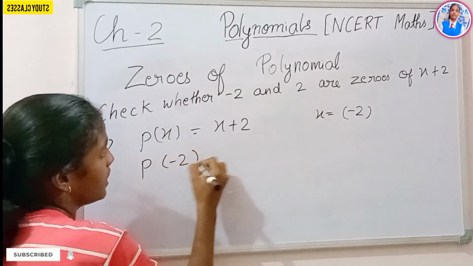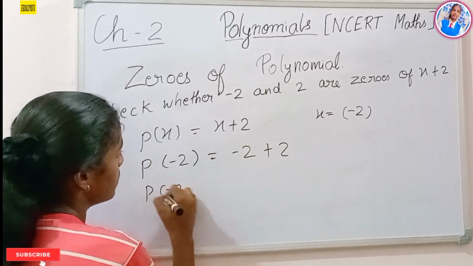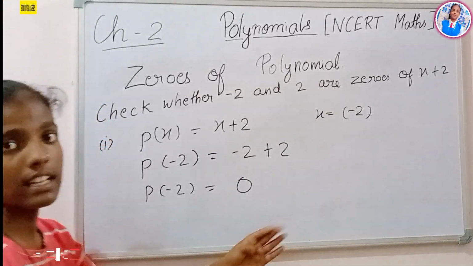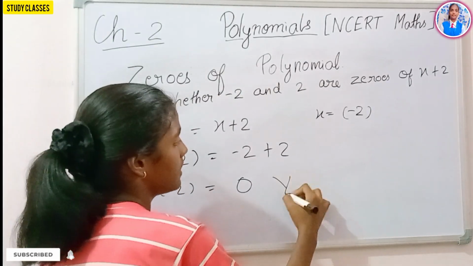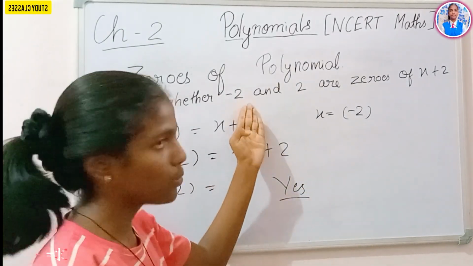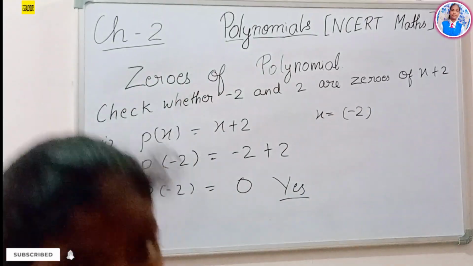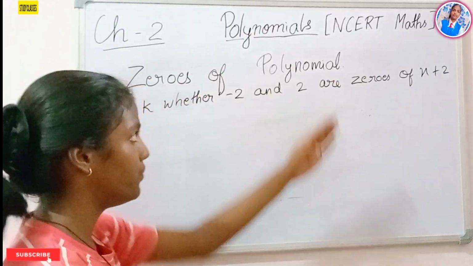p(-2) is equal to -2 plus 2. p(-2) is equal to 0. So here we can clearly see that at last we have got 0. So we can say that yes, -2 is the zero of the given polynomial x plus 2. Now let's see another. We will do the same with 2.